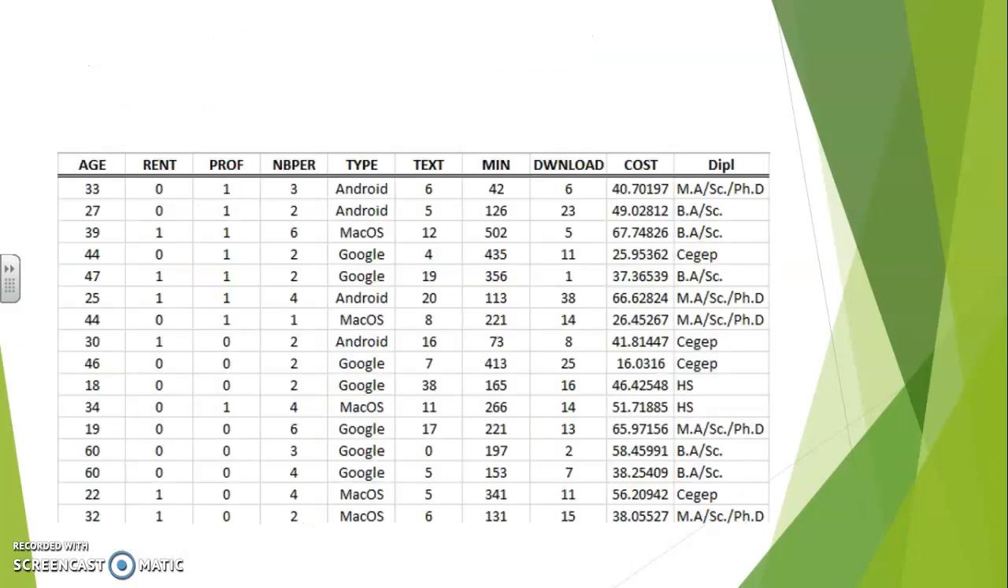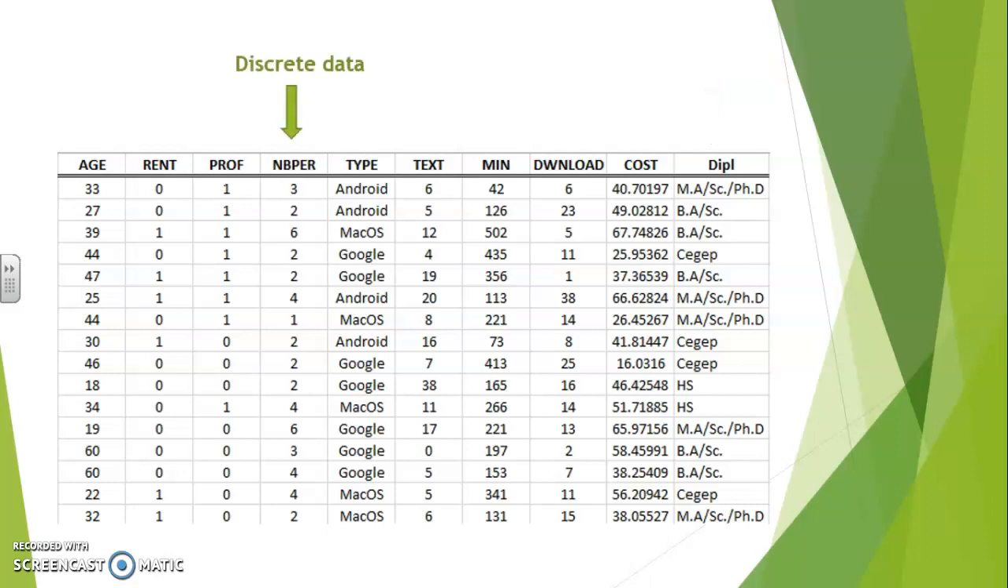Back to a data sheet. So here we have information that was collected about clients of a cell phone service provider. Notice how within the collected data there is nominal data, so the type of operating system that is used on the phone. Okay, so there's no order, or there's no meaning to the order. Android, Mac, Google are just names. Whereas the diploma that was obtained is ordinal data. So we would expect someone with a high school degree to perhaps have different characteristics in terms of cell use than someone who has a PhD.